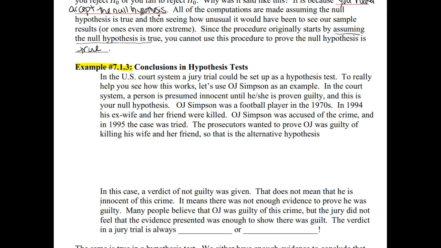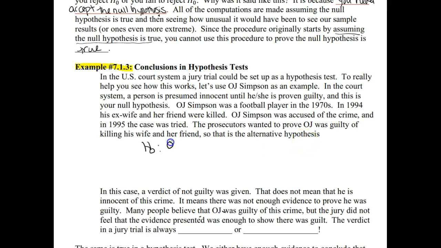In the U.S. court system, a jury trial could be set up as a hypothesis test. To help you see how this works, we're going to use the O.J. Simpson case as an example. In the court system, a person is presumed innocent until he or she is proven guilty, and so this becomes our null hypothesis. O.J. Simpson was a football player in the 1970s. In 1994, his ex-wife and her friend were killed. O.J. Simpson was accused of the crime, and in 1995, the case was tried. The prosecutors wanted to prove O.J. was guilty of killing his wife and her friend, so that became the alternative hypothesis.